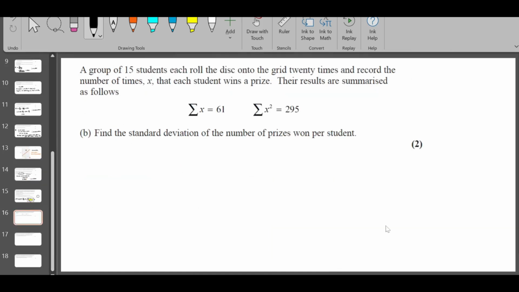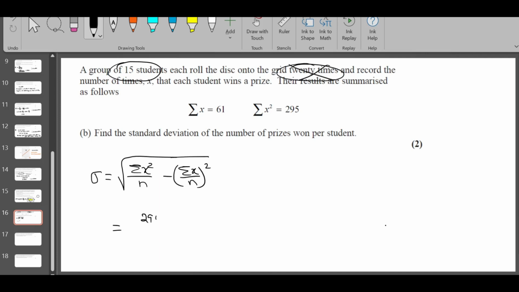Part B. A group of 15 students each roll the disc onto the grid 20 times, and record the number of times X that each student wins a prize. The results are summarized as follows. Find the standard deviation. Don't use the 20. You need to use n as 15. So the formula to find sigma is the square root of sigma x squared over n minus sigma x over n, whole squared. So 295 over 15 minus 61 over 15, the whole squared. Find the square root of it.